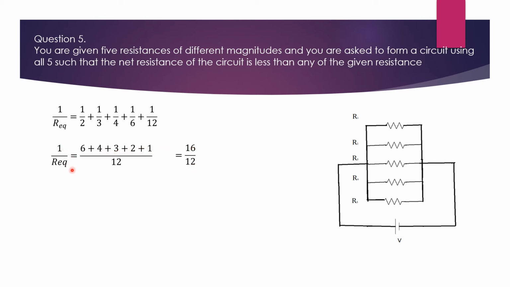This is 1 over R equivalent is equal to 16 over 12. I reduce this fraction to 4 over 3, and then when I write R equivalent, I take the reciprocal of this, 3 over 4, and 3 over 4 you know is equal to 0.75 ohms. So my net resistance is 0.75 ohm. My question was that I need to connect them in a circuit so that my resultant resistance is even less than any of these. My minimum resistance was 2. My resultant equivalent resistance here is 0.75 ohm.